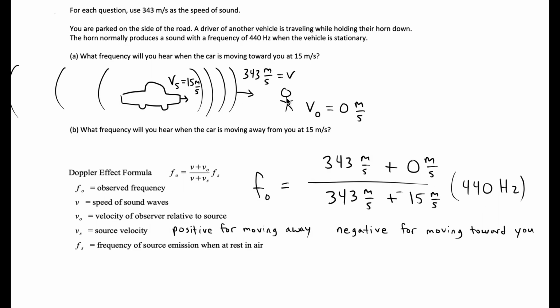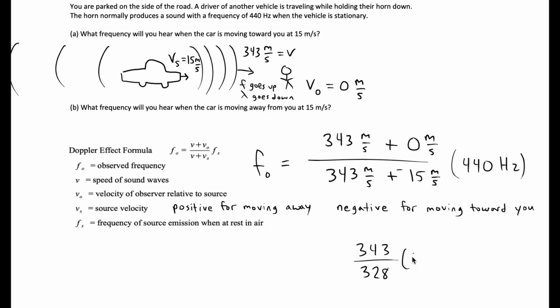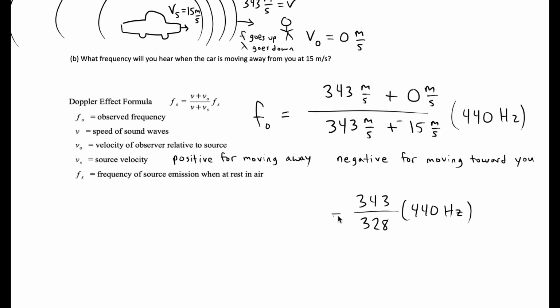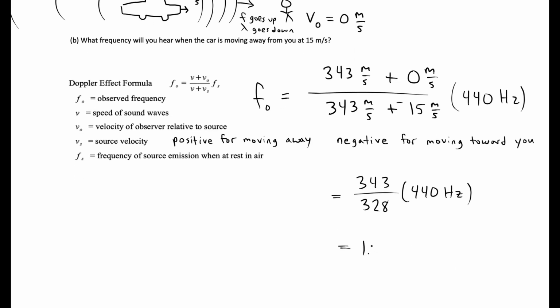We need for the person to perceive a higher frequency because we can see a shorter wavelength between waves. And so when the lambda goes down, that means that the frequency is going to go up. I get 460 hertz.